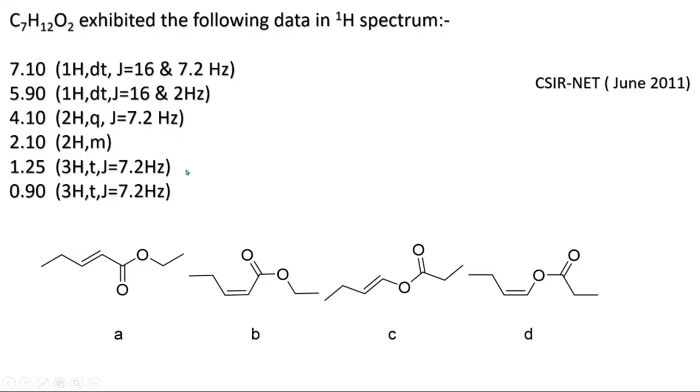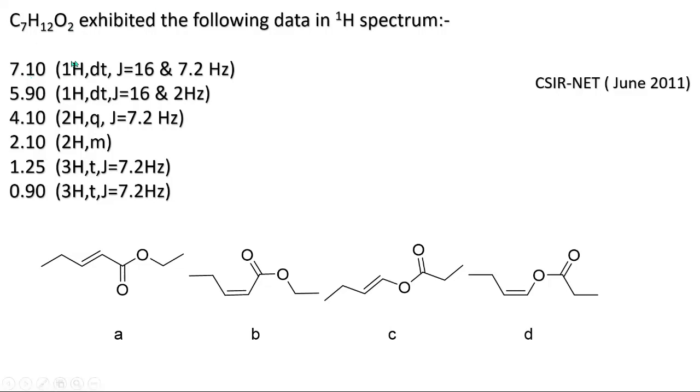What we will do is look at the chemical shift values first, then the multiplicity. Then again we will see the J values, which protons are coupling with which protons. If you don't get it, then you come back to the chemical shift value. Okay, so let's start. If you see 7.10 and 5.90, this 7.10 must be attached to an alkene.